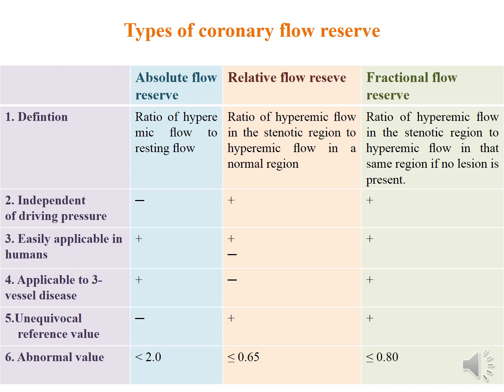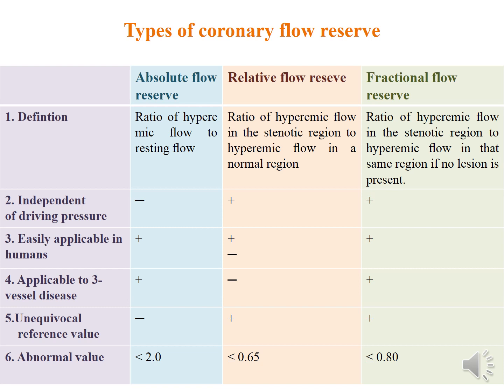What is the definition of relative flow reserve? Ratio of hyperemic flow in the stenotic region to hyperemic flow in the normal region, independent of driving pressures, easily applicable in humans, and the abnormal value is less than or equal to 0.65.